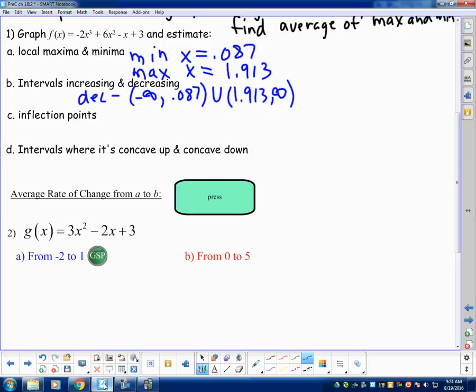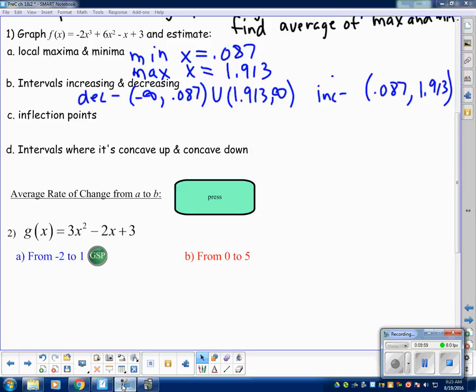And then it's increasing in the in-between spot there, from 0.087 to 1.913. All right. Yes?